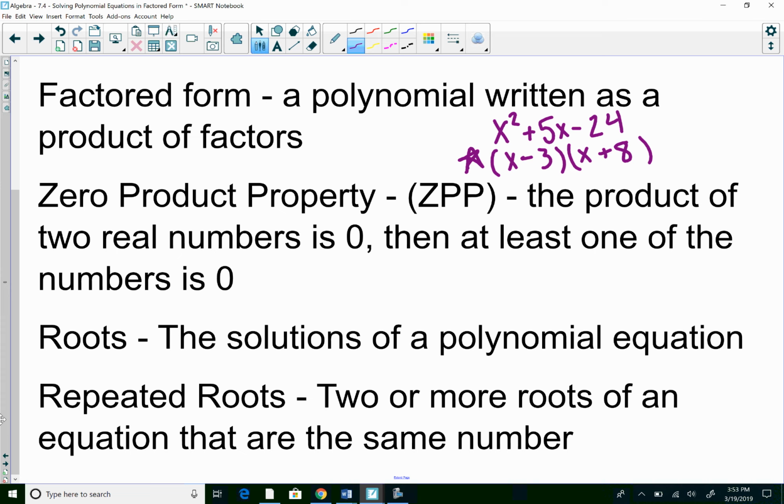And a repeated root is where you have two or more roots, so two or more solutions of an equation, that are the exact same number. We'll have an example of that on some of the next slides. So make sure you get these written down. Pause the video if you need to. I'm going to move on to the next slide and do the first couple of examples.